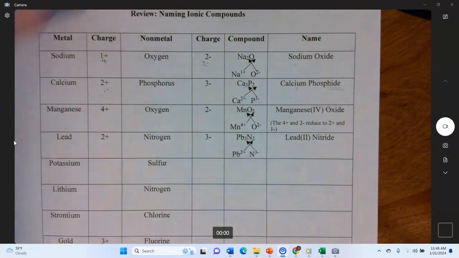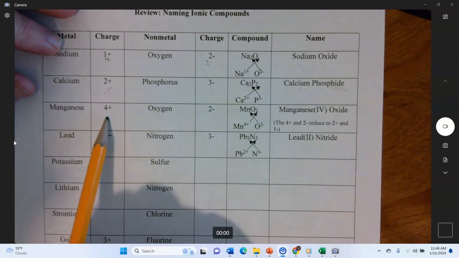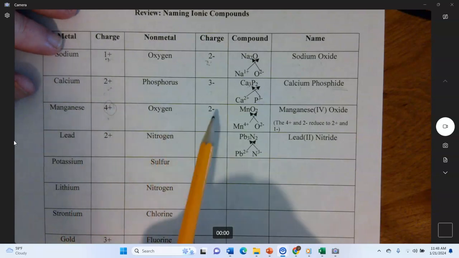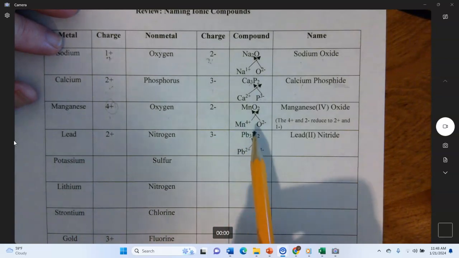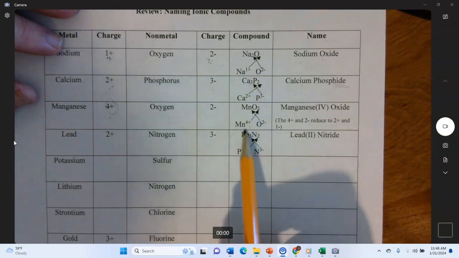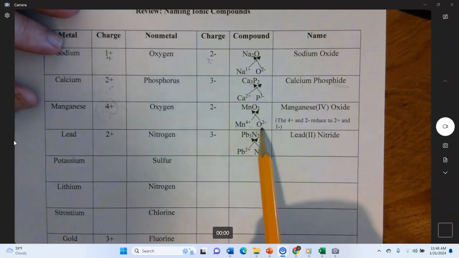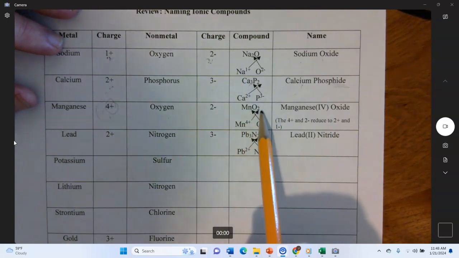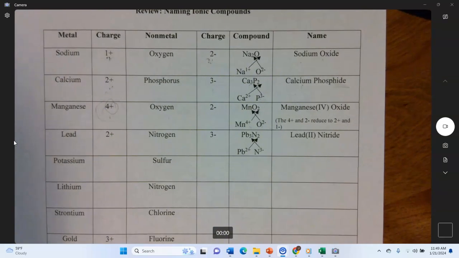Okay, now, manganese. So manganese has more than one charge, but this one we're going to use is a 4+. Oxygen is always a 2-. It never has more than one charge. So you're going to go ahead and assign the charges up here. Now, how do you know which one to use? You had to be told that, so you know it's going to be a 4+. Okay, so you crisscross the arrows, and you end up with a 2 here and a 4 here. So that's Mn2O4.